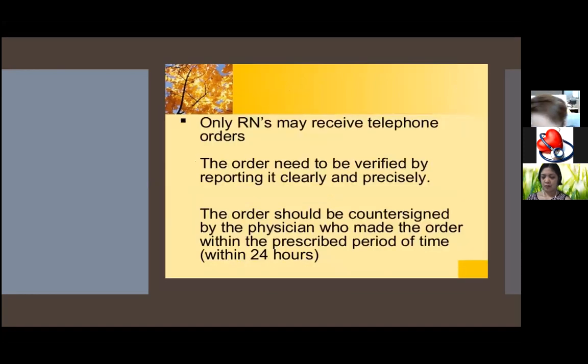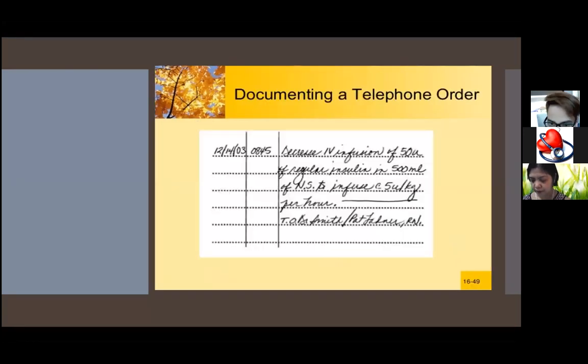So only an RN may receive a telephone order given by the doctor. The order needs to be verified by reporting clearly and precisely. Then the order should be countersigned once the doctor arrives. So document, this is an example of your telephone order: decrease IV infusion at 50 units of regular insulin in 500 ml to infuse at 5 units per kilogram per hour to Dr. Smith, Pat RN. The doctor should countersign this when he arrives the next day.